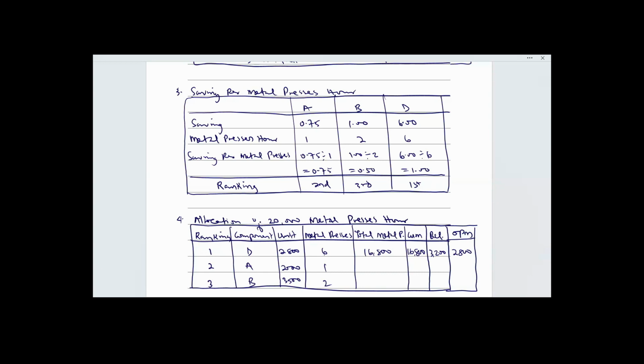So how many units of component D are we going to produce? 2,800. So move to the next one, which is component A. 2,000 multiplied by 1, 2,000. So we have 3,200 left, which can accommodate 2,000. 2,000 plus 16,800 will give us 18,800. 20,000 minus 18,800 will give us 1,200. How many units of component A are we going to produce? 2,000. No restriction.